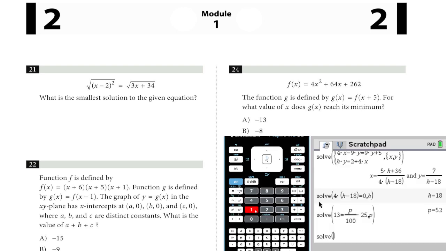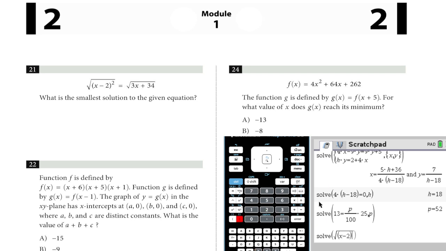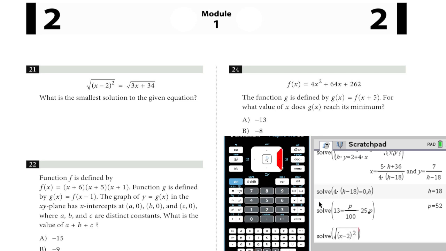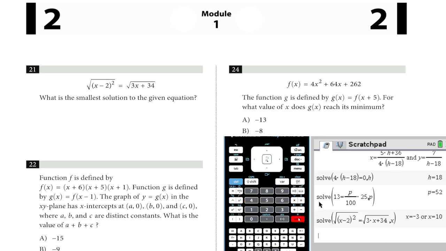So menu 3, 1. So we're doing a radical. So flip the radical and then parentheses x minus 2 squared. And we got to make sure we move outside of that radical. So I had to hit the right arrow. Equals another radical, 3x plus 34. And again, we got to move outside the radical before we put the comma x. So they want the smaller solution. So between -3 and 10, you're going to choose the -3.